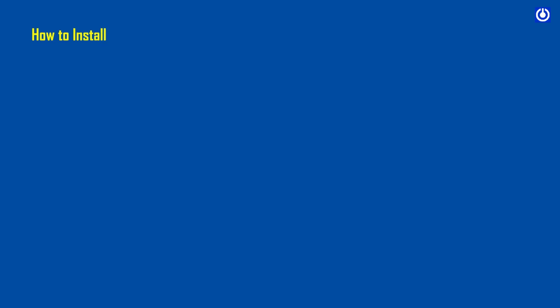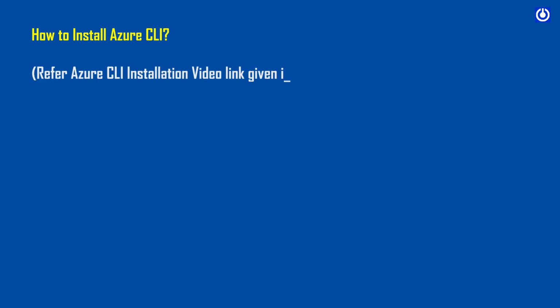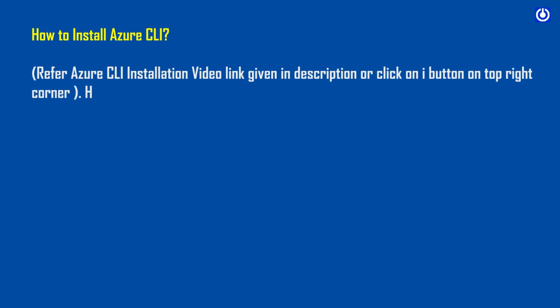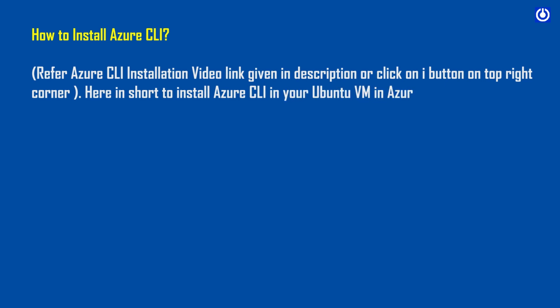How to install Azure CLI. Refer to the Azure CLI installation video link given in the description and click on the I button on the top right corner. Here, in short, to install Azure CLI in your Ubuntu VM in Azure Cloud, use the below bash command to install it.